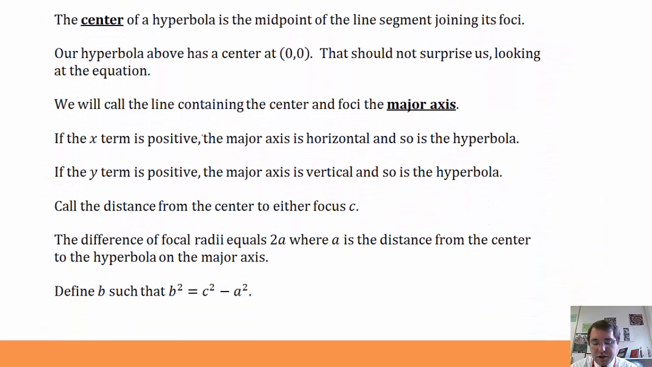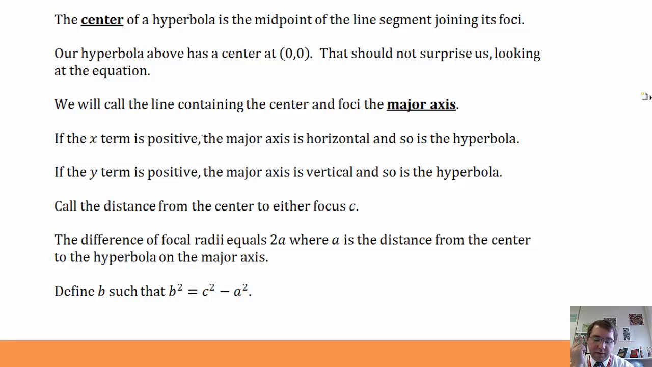Our hyperbola above has a center of 0, 0. That should not surprise us looking at the equation where there's just x squared over 9 minus y squared over 16 equals 1. We don't have x minus or plus a number or y minus or plus a number. We will call the line containing the center and foci the major axis. So in our graph we just did, the x-axis is the major axis.